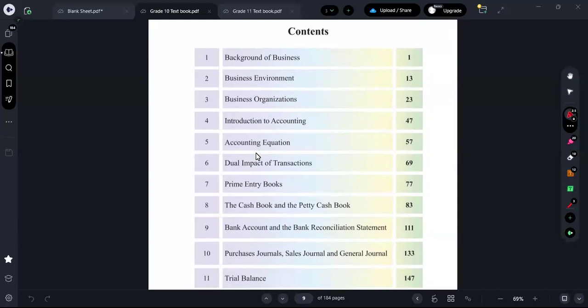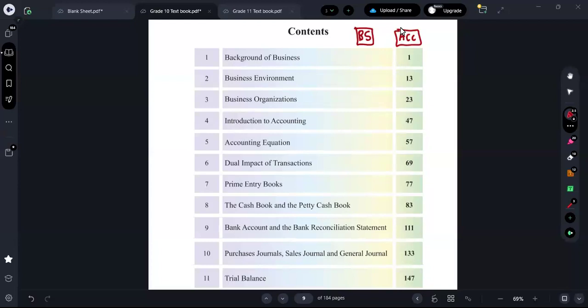Normally our subject, Business and Accounting Studies, as you all know, consists of two things. One is business and the other part is accounting. The combination of business and accounting is what they will be testing in your paper.